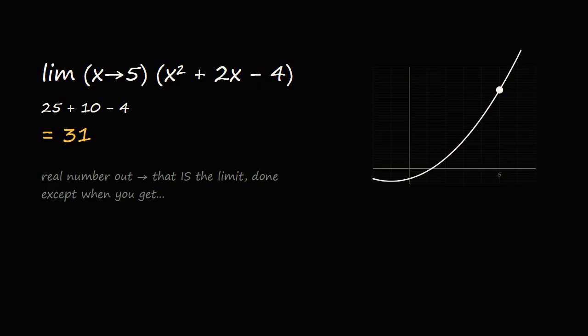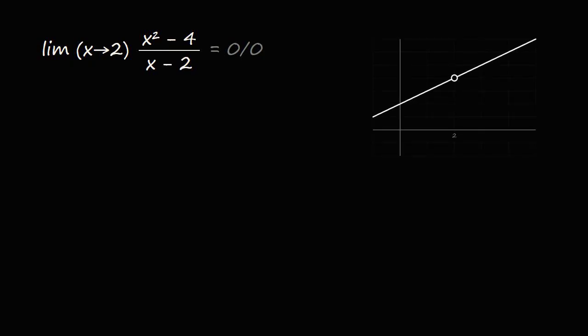The only time you need another strategy is when direct substitution gives you the dreaded 0 over 0. That's called an indeterminate form. It doesn't mean the limit doesn't exist. It means you don't know yet, and you need to dig further. Let's revisit our first example properly. The limit as x approaches 2 of x squared minus 4 over x minus 2. Direct substitution gives 0 over 0.